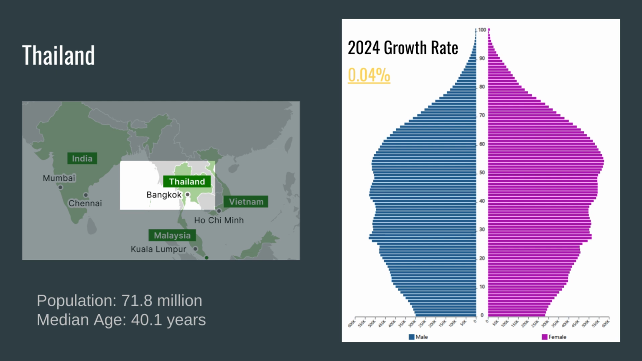Our next country is Thailand. Now, notable for Thailand is that its median age is higher than the global average age, which is 30.5 years, with Thailand's being 40.1 years. Thailand is one of the oldest countries in Southeast Asia and second only to Singapore. Thailand has a developing economy, but with this aging population, the rate of development is expected to slow.